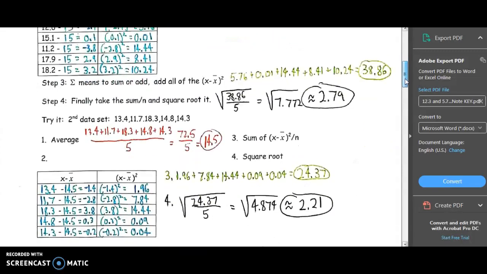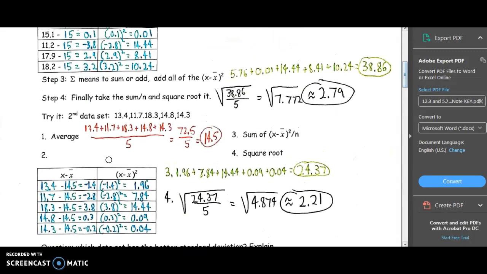Next part is we're going to fill out our same table as before. So we're going to take our data value, subtract the average, and come up with a difference. Again, we're just taking each of those numbers, 13.4, subtract the average that we found, and we're going to come up with a difference for each of those 5 data items.